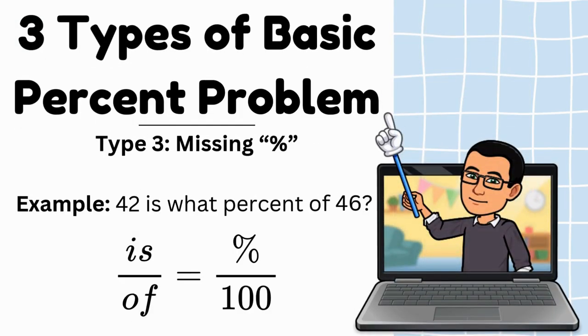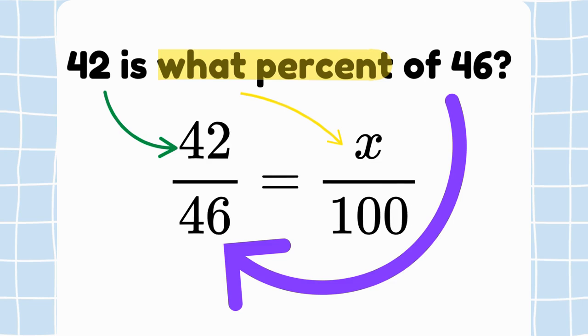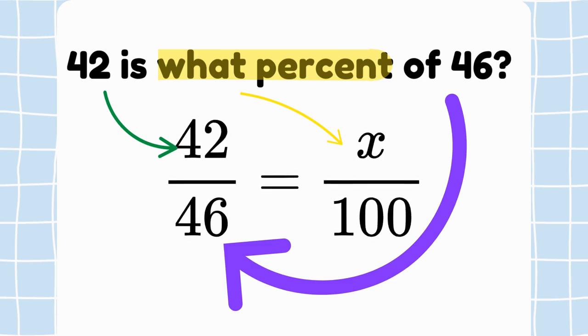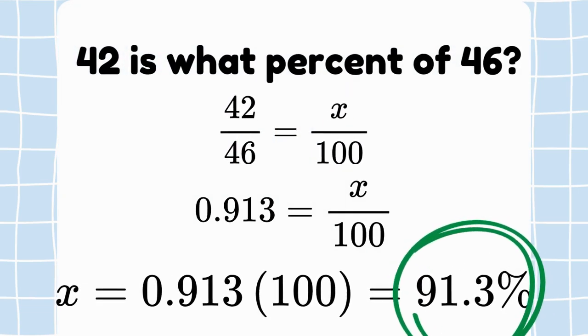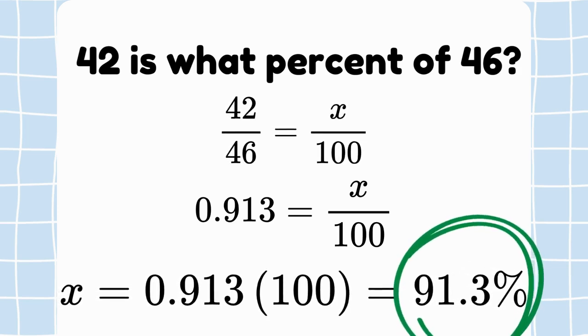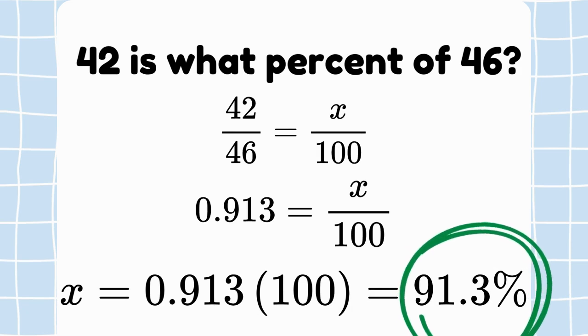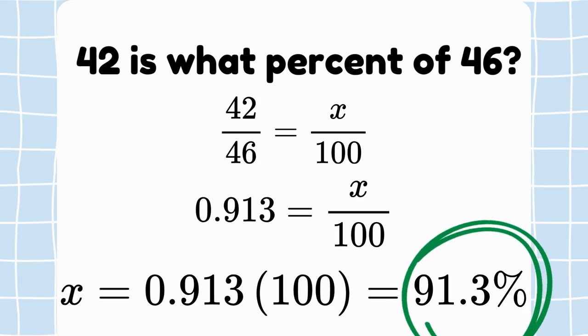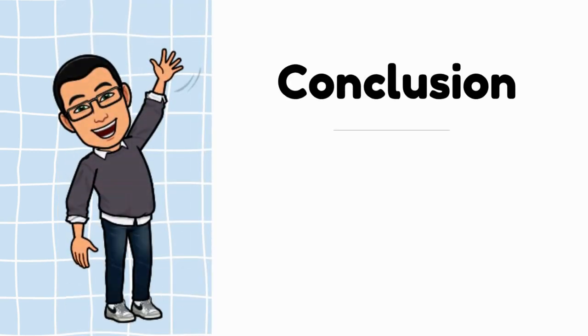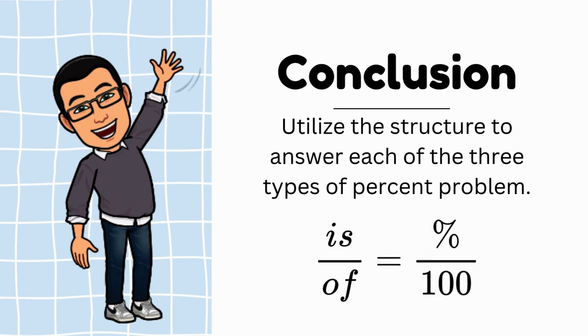The third type of percent problem is if the percentage is what's missing. 42 is what percent of 46? Now that what goes over the 100 since it's the percent that's missing. The is 42, the of is 46, and so now we can divide the 42 by 46 and get an approximated decimal of 0.913. To get the x by itself, we just multiply by the 100, and so 42 is 91.3% approximately of 46.